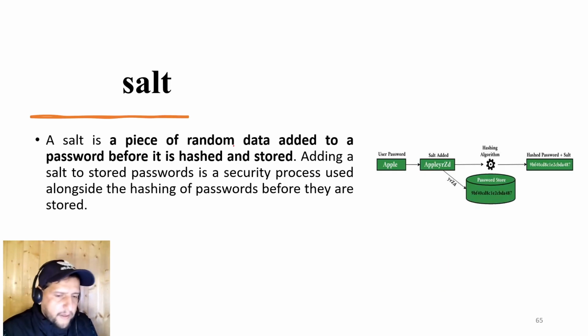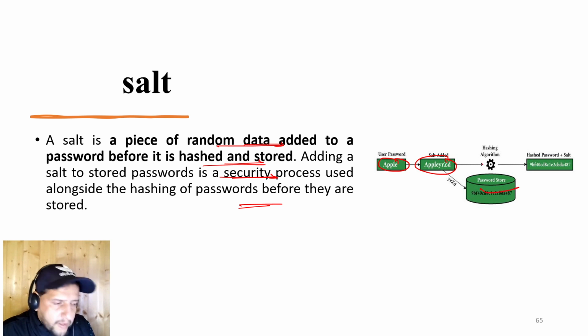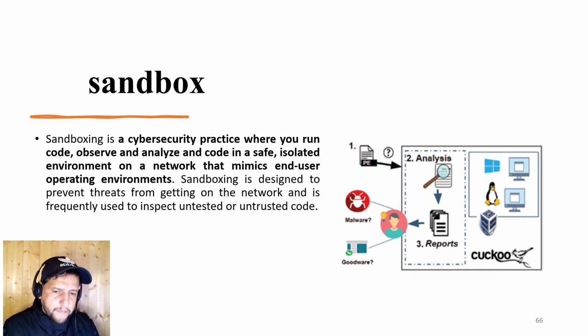Salt is a piece of random data which is added to a password before it is hashed and stored. Adding a salt to a password is a security process which is used alongside the hashing of passwords before they're stored. So for example, there's an apple, you add a salt, now it is going to create a different hash, because those rainbow tables will have the hash of apple where attackers can easily break it, but once you add salt, you're going to defeat those rainbow tables.